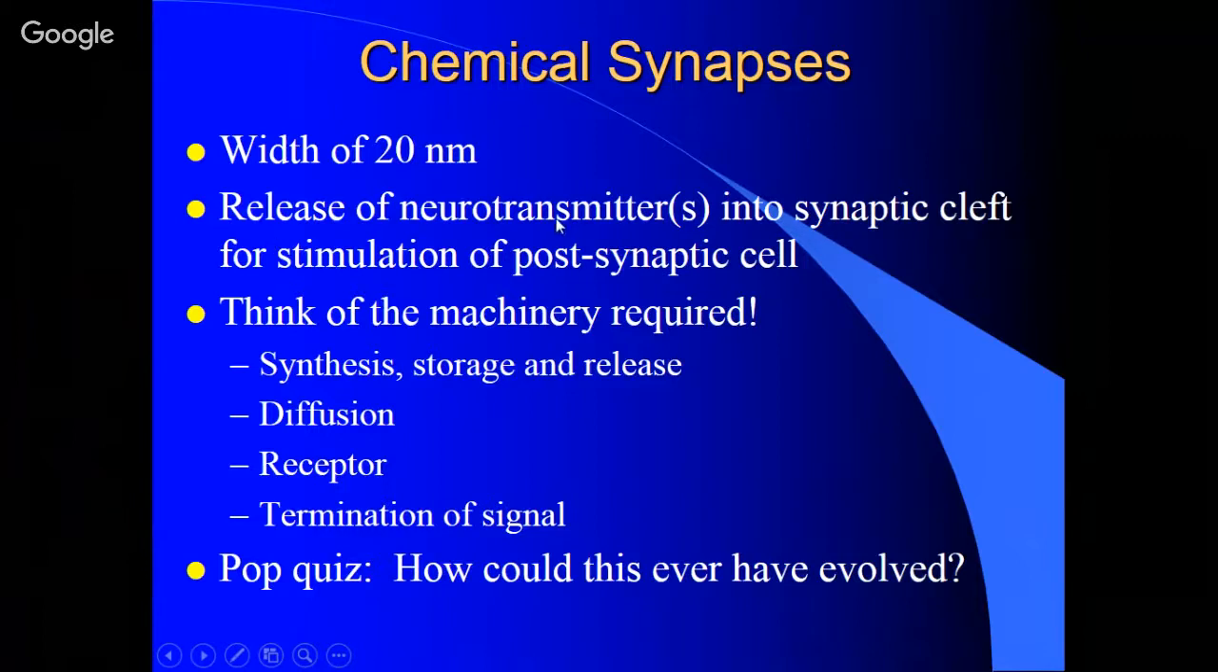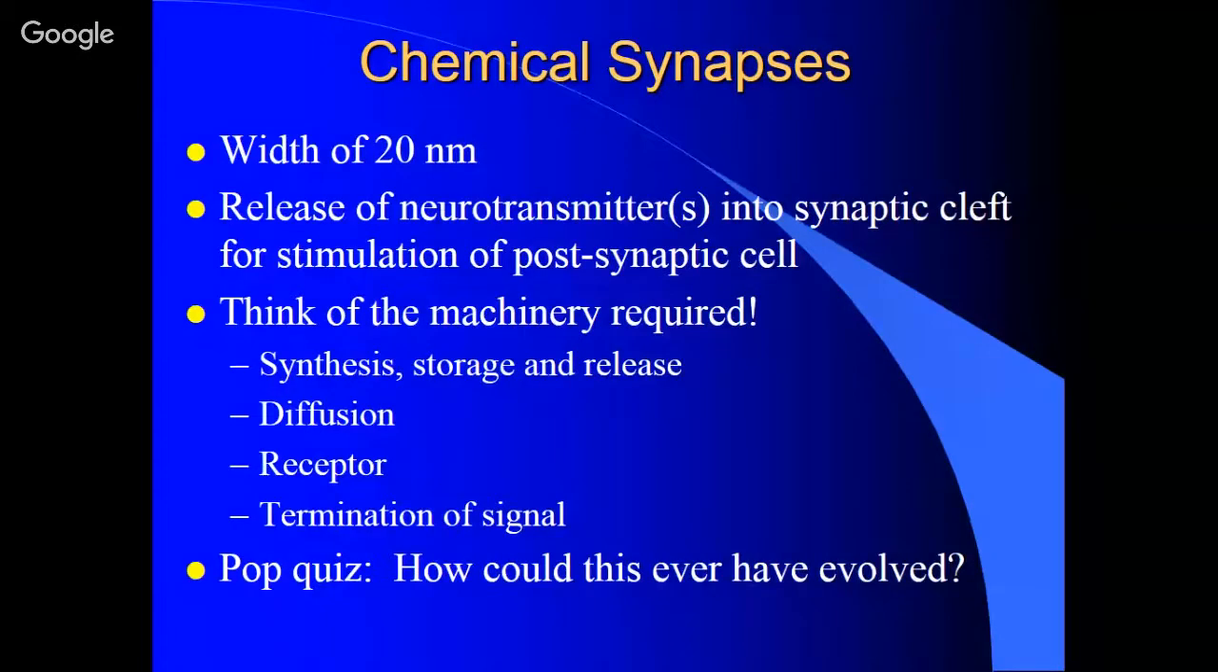And of course, a lot of this is going to sound familiar. We're just going to get into more detail. You release the transmitter into the synaptic cleft. It stimulates a postsynaptic cell. And that sounds so simple. But once you start thinking about the complexity of a chemical synapse, you realize how complex this is.